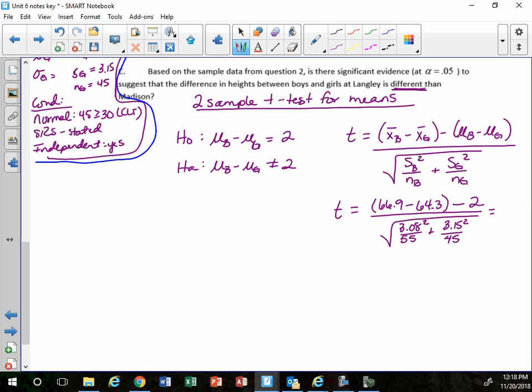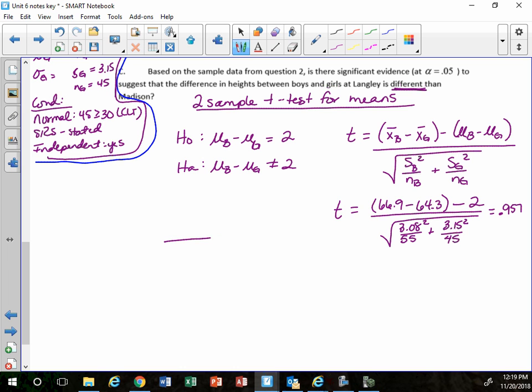What was the difference in heights? It's two inches. Okay, let me write it up here. See if you got it. Drum roll. Did you get 0.957? Yes. First I got negative 38.86, so yeah, you knew that wasn't quite right.